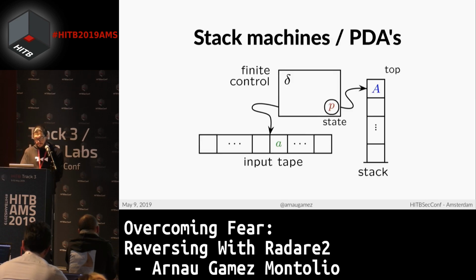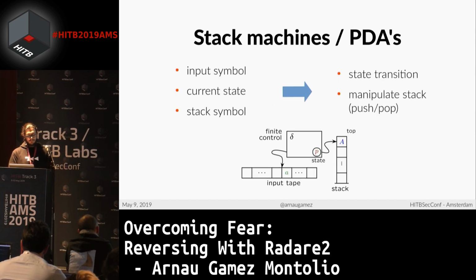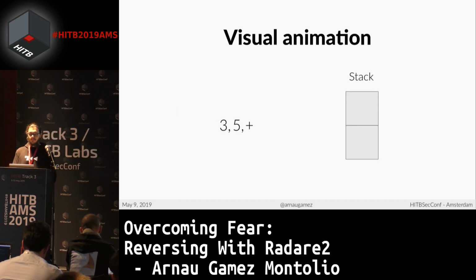I will go straight to describing what a stack machine is. This is theory, theoretical computer science, which is super cool. And I see your faces, that you are really interested in automata and all kinds of stuff. I won't go into it. You just need to know that there is a stack and an abstract input tape that has some input symbols, the current state, and the stack symbol. From that, it transitions to another state, and during that transition, it can manipulate the stack, which means basically making pushes and pops on the stack. That's the basic idea.